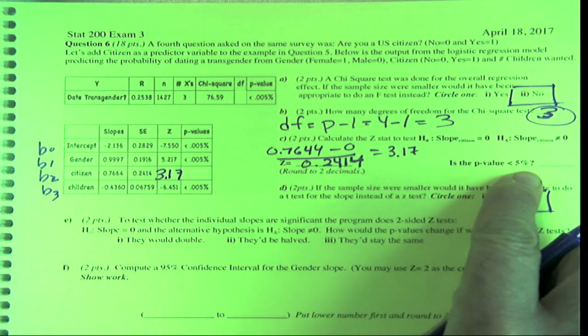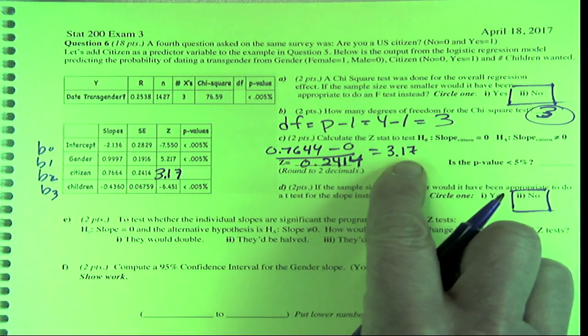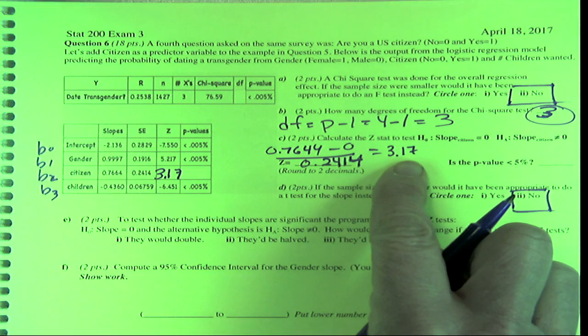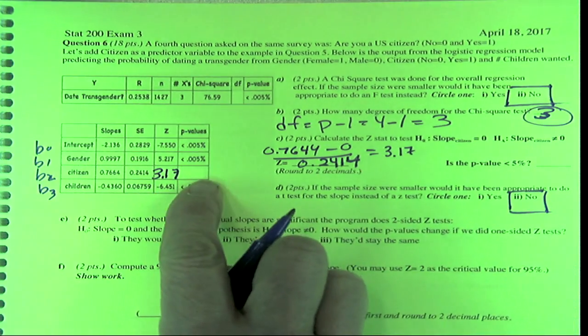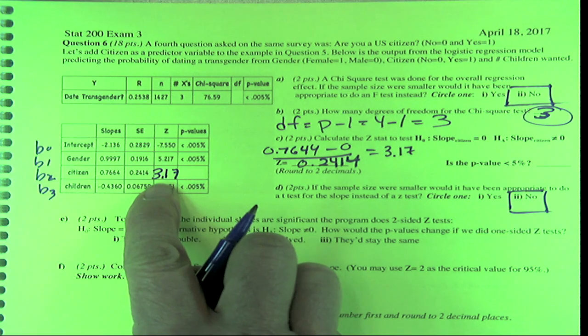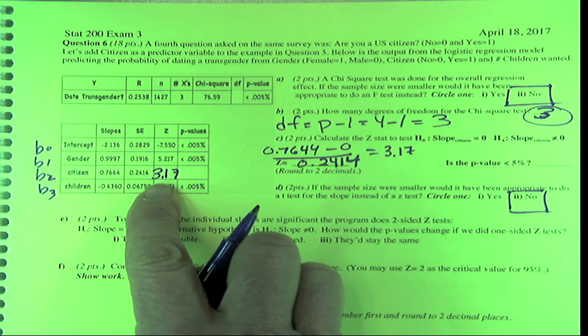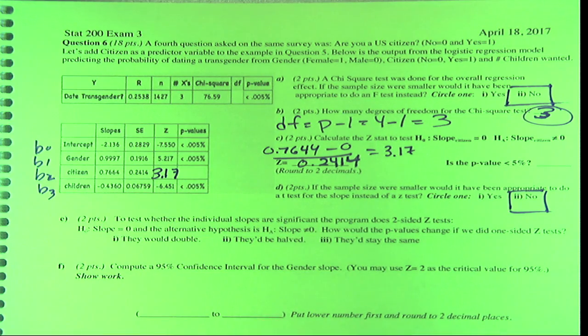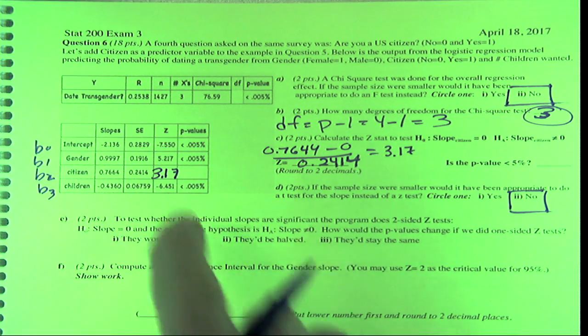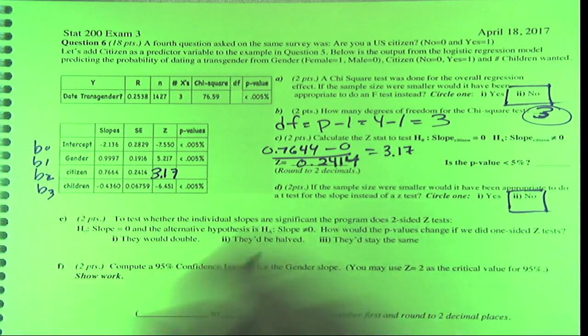Is the p-value less than 5%? Do we even have to look that up? Do we? These are for the individual slopes. You know that 3 sigma, 3 is going to be significant. Don't you all know that? I mean, 2 sigma, 2 standard deviations, has 2.5% on either side. This is much bigger. You don't even have to look it up. Yes.